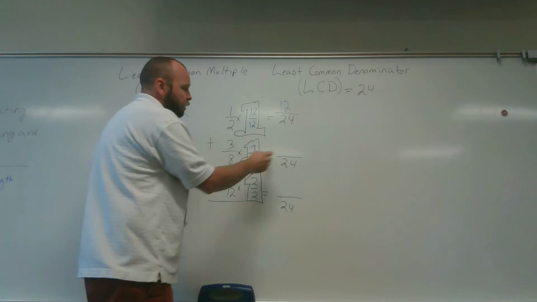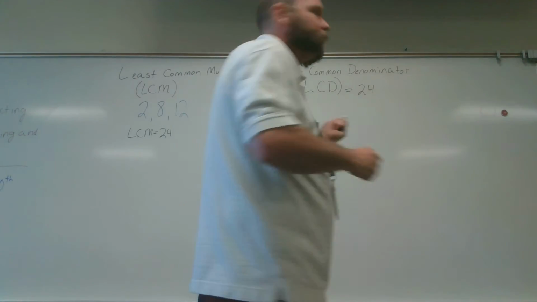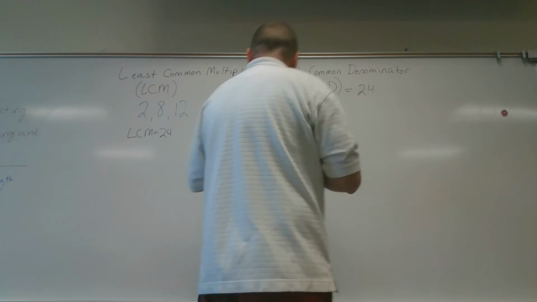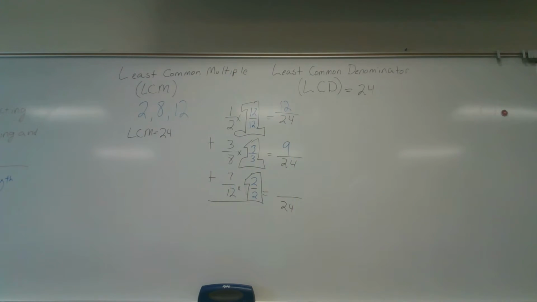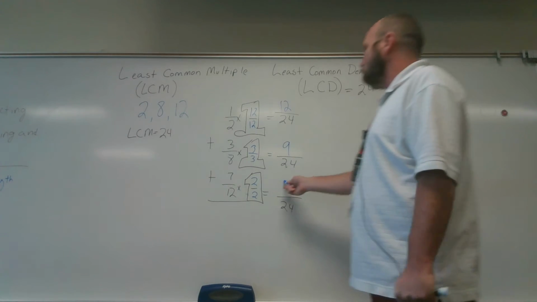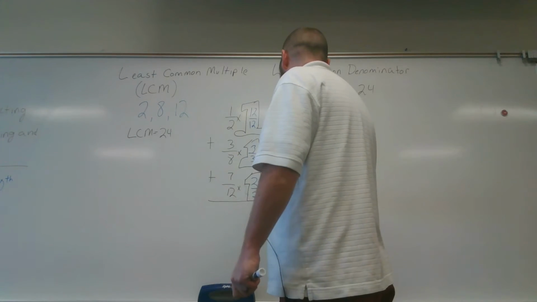Now, 8 times 3 is 24. What's 3 times 3? 9. Okay, so 3/8 is equivalent to 9 over 24. 12 times 2 is 24. What's 7 times 2? 14.